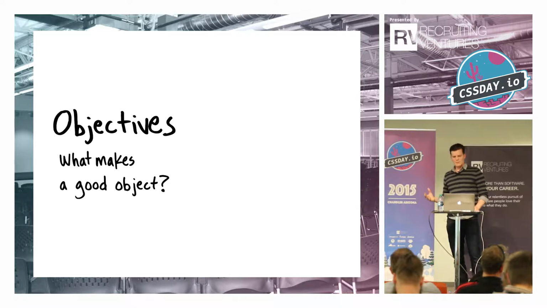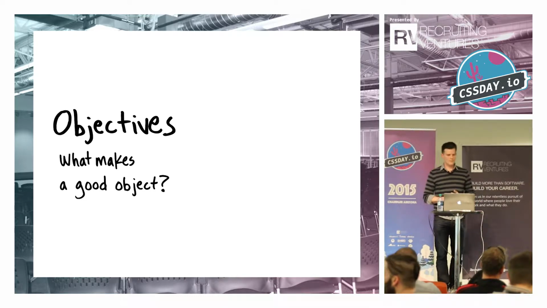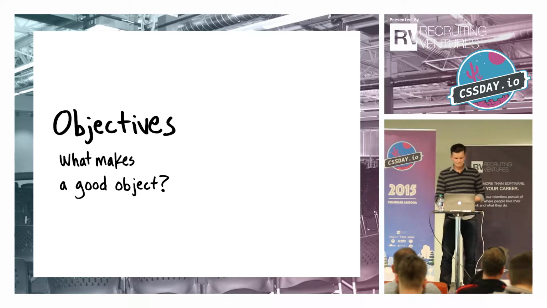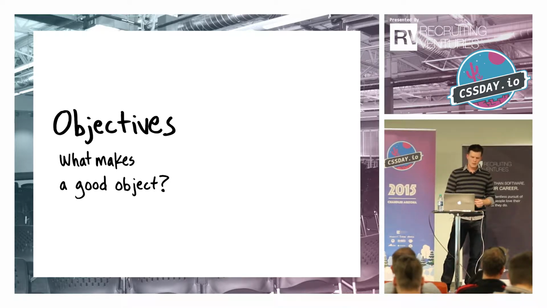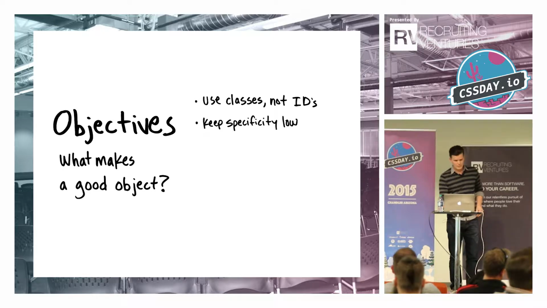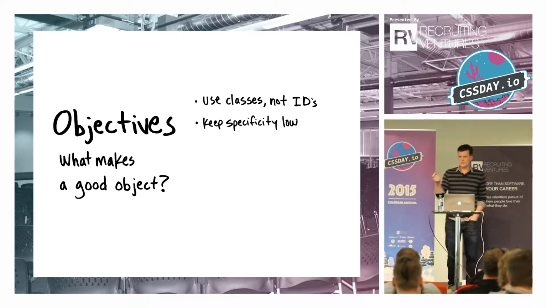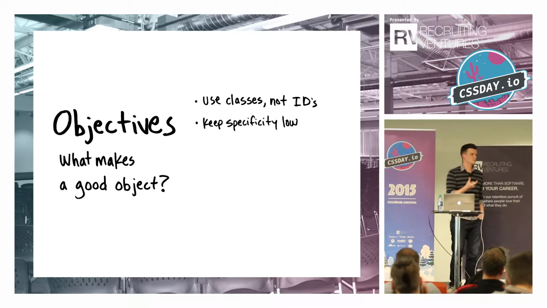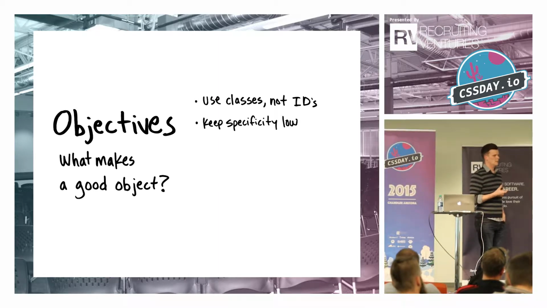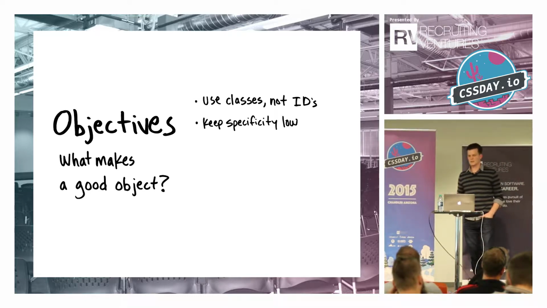So what makes an object good? All right, we talk about what it should do. Well, how do we actually identify a good object in code versus a bad object in code? Here's a few examples. They use classes, not IDs. We try and keep our specificity low. So the ideal selector in my mind is a single class, right? That's low specificity. It's very easy to override by design as we intend to move and expand our object.